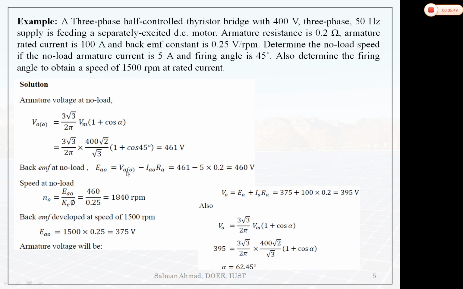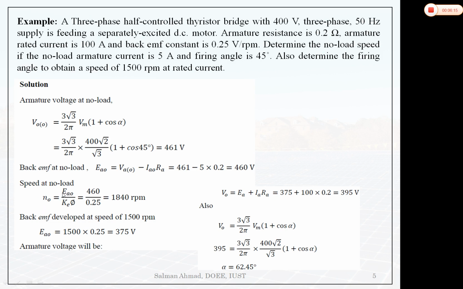In the armature circuit, we can see that back EMF will be the armature voltage minus the armature resistance drop. So 461 minus the armature current, that is the no load current, which is given to be 5 ampere, times the armature resistance, which is given as 0.2 ohm. Substituting these values here, we get 460 volt back EMF. Once we have the back EMF, we can find the speed.